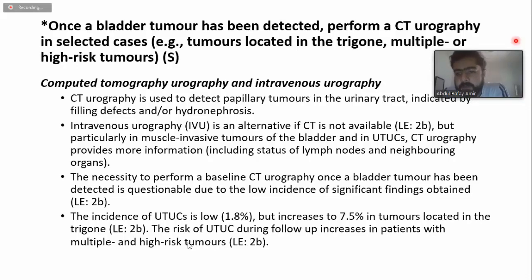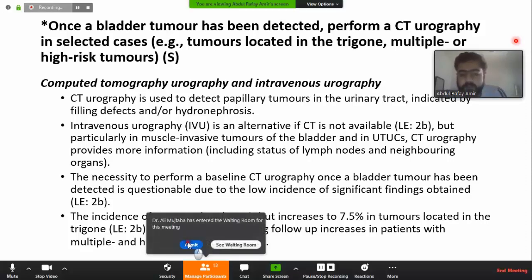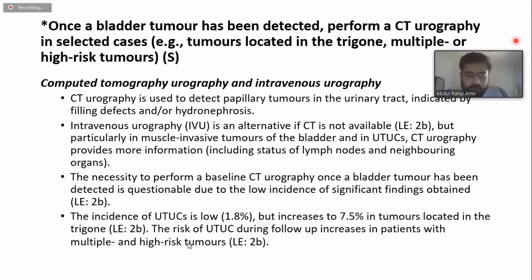CT urography is used to detect papillary tumors in the urinary tract, which is often indicated by filling defects or hydronephrosis. IVU is an alternative if CT is not available, but particularly in the muscle invasive tumors of the bladder or upper urinary tract, CT urography provides more information, including the status of lymph node and neighboring organs. The necessity to perform a baseline CT urograph once a bladder tumor has been detected is questionable due to the low incidence of significant findings. These findings include upper urinary tract urothelial carcinoma, the incidence of which is 1.8%. However, if we are finding a growth in the trigone, this incidence increases to 7.5%. So a growth in the trigone is a risk factor of upper tract urothelial carcinoma. The risk of upper urinary tract tumors during follow-up increases with patients of multiple or high-risk tumors.